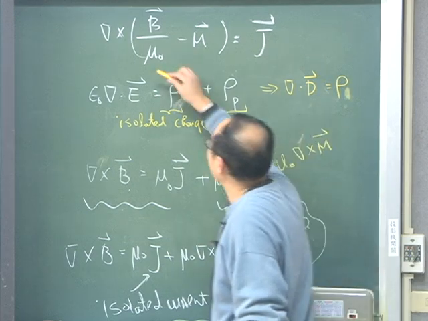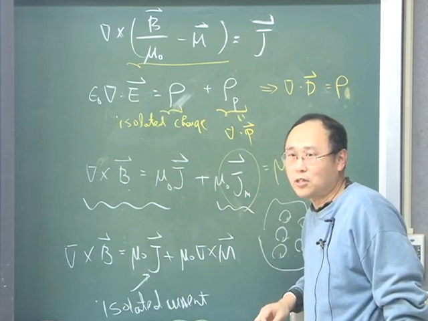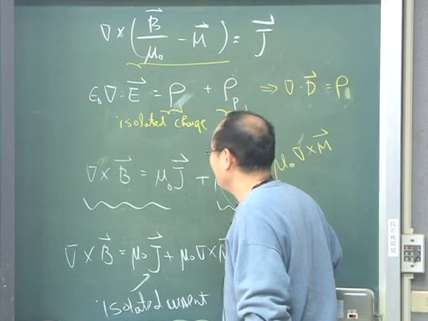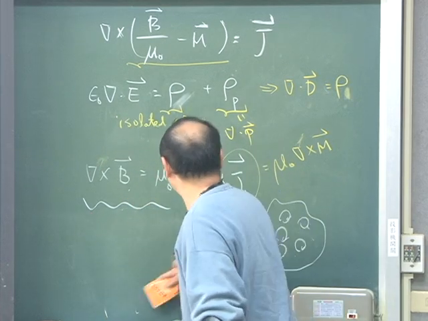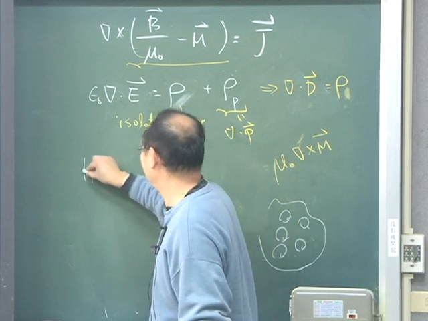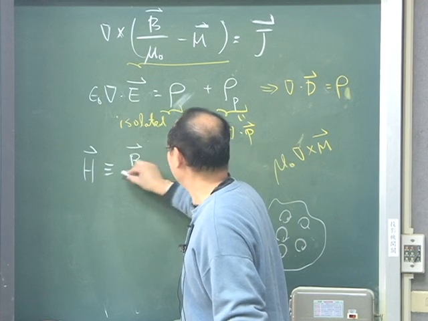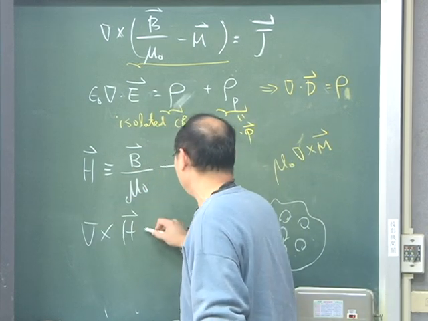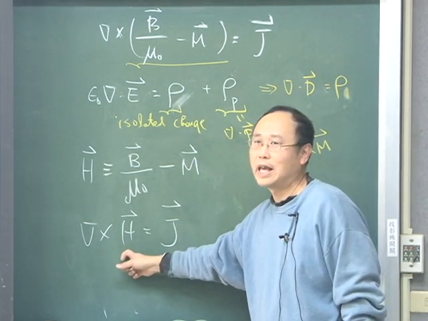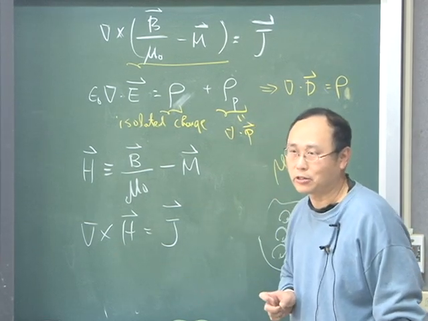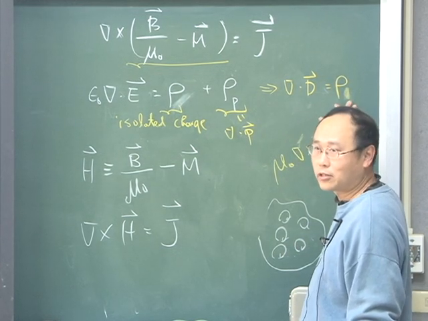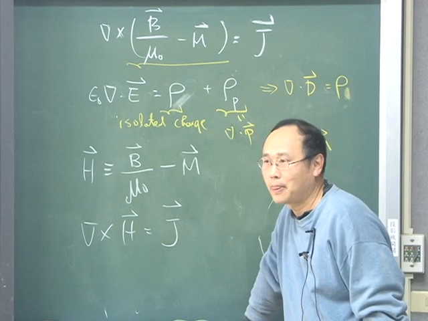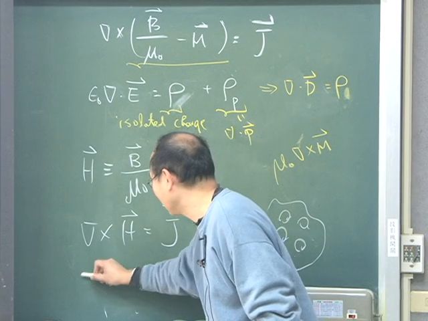So at this point, you know that you can also define a symbol that is only related to isolated current. So let's define this to be a new field called H. Okay, define this to be B divided by mu naught minus M. And this equation is written into curl of H equal to J, and this is a physical quantity that is only related to an isolated current. 就像你 define D，它只跟 isolated charge 有关系。你现在 define H, that is only related to an isolated current. Okay, and we call this magnetic field intensity, H.